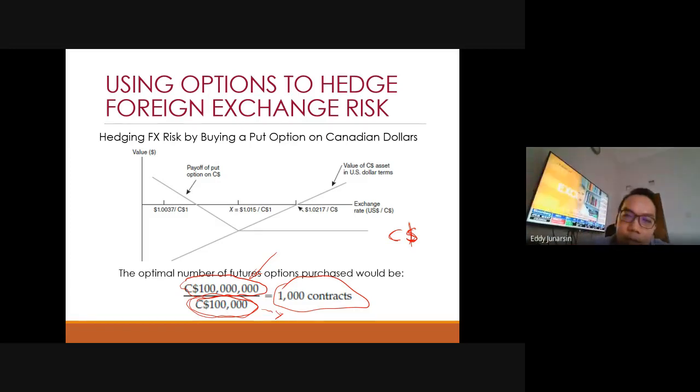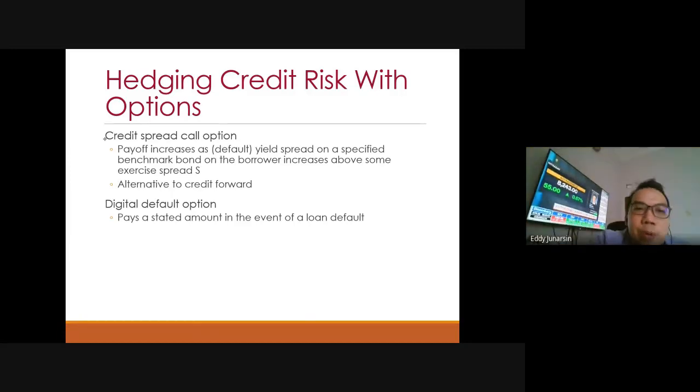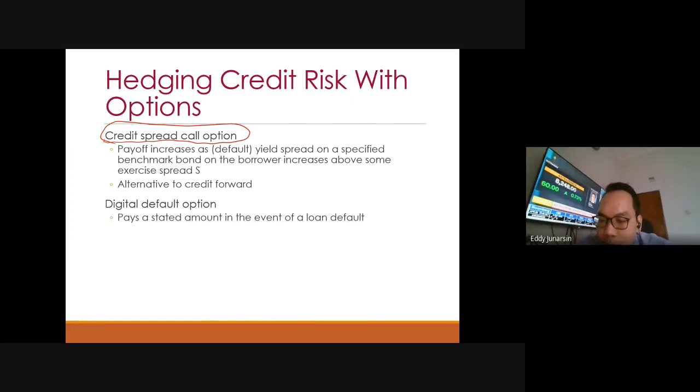Okay, so let's continue now with the credit spread call option. I think when we discussed the forward or futures contracts, we saw the credit spread forward, right? Credit spread forward. Now we see credit spread call option. So it works in a similar fashion, but this is an option, right? Option means again you have a flexibility whether or not to execute the option, or the deal, right?